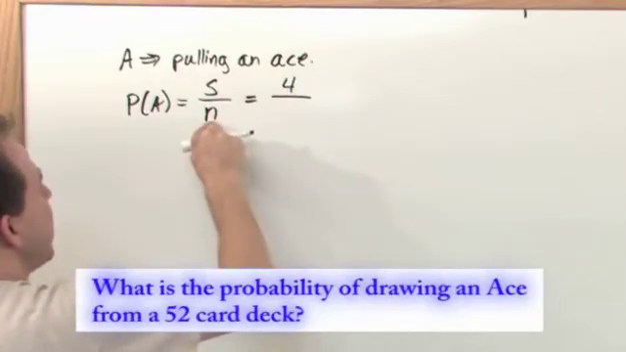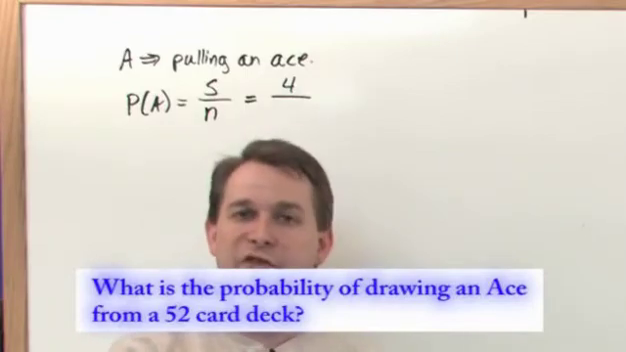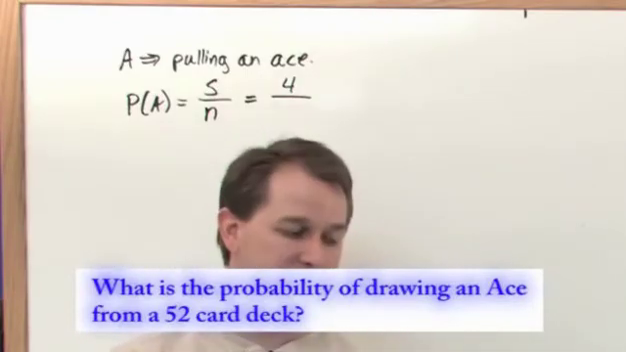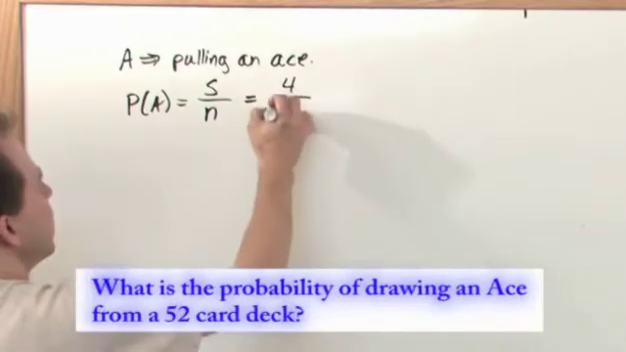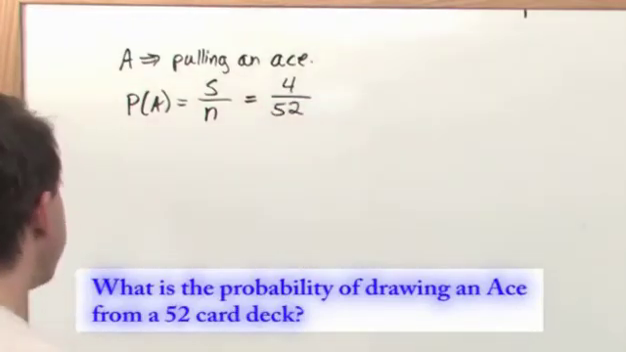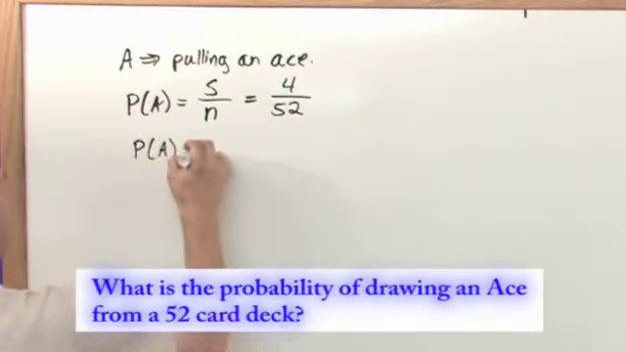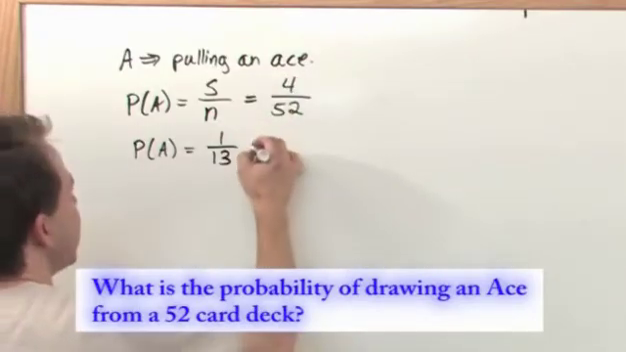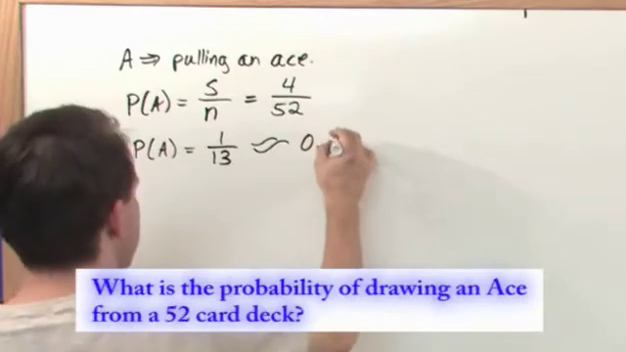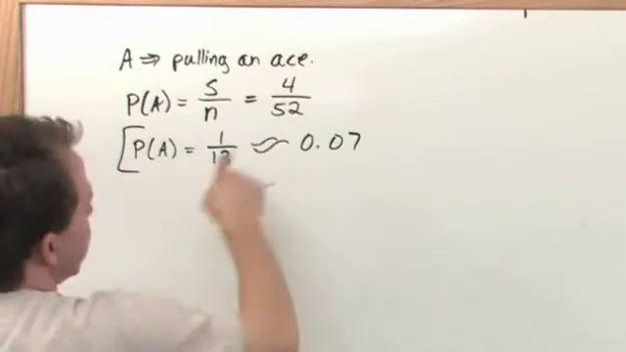How many different possible outcomes of the experiment are there? In other words, how many total cards are there in the deck? That's the total number of ways that you can draw a card from the deck. That's the total number of possible ways you can do that. You have 52 cards in the deck. Okay, so the answer is 4 over 52, but you can simplify that fraction to 1 over 13. 52 divided by 4 is going to give you 13. And if you put that in your calculator, you'll see that it's 0.07. So the answer is 1/13 or 0.07.